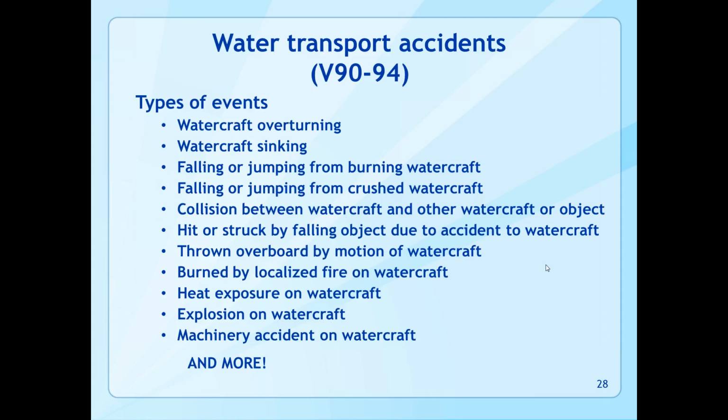In addition to all of the specifics about the types of watercraft, the water transport codes also capture specifics about the event itself. This slide shows a list of some of the specific types of events that are captured in the water transport codes. Everything from the watercraft sinking, to collisions between two watercrafts, to being thrown overboard, to fires and explosions on watercraft. As you can imagine, with all of the details on the person, the type of watercraft, the type of event, and whether or not the watercraft was damaged, there are a lot of codes to consider.